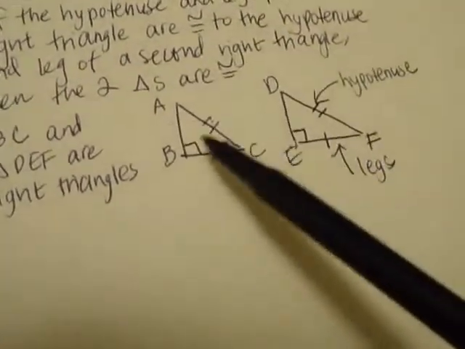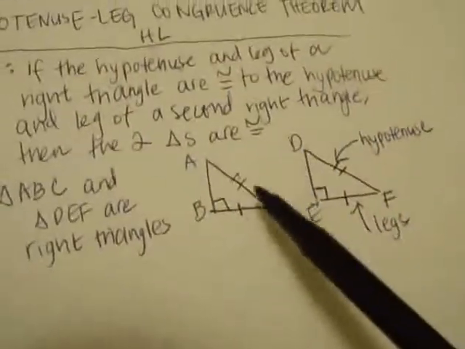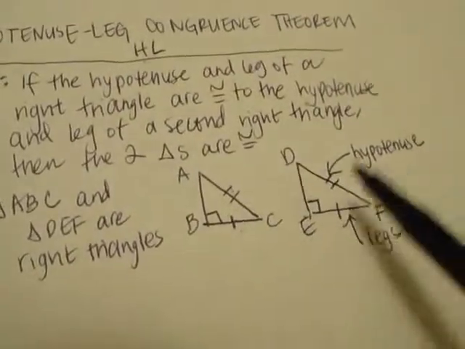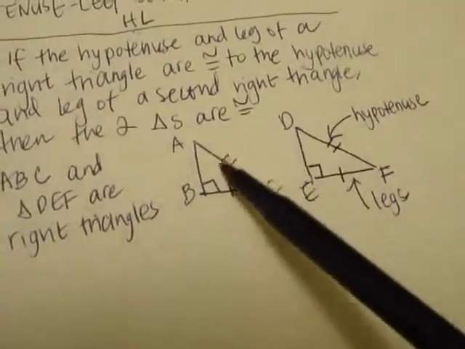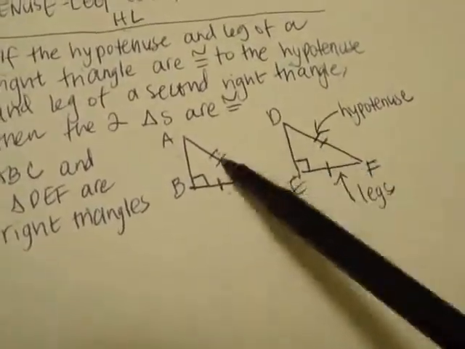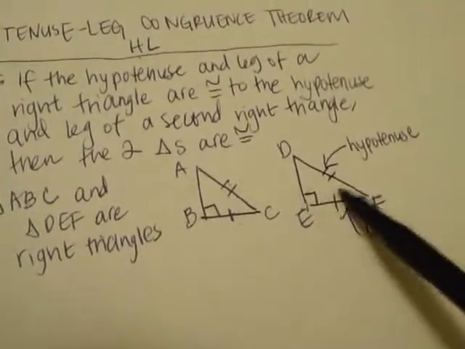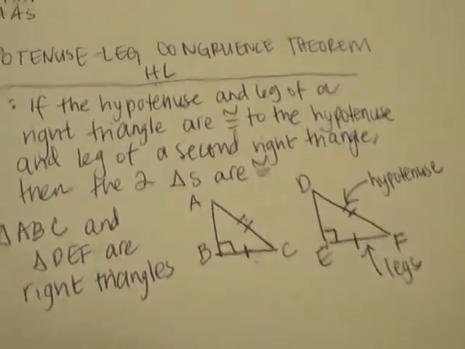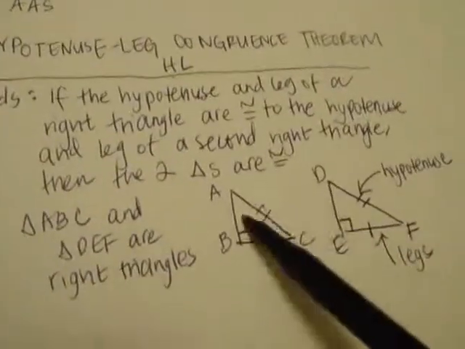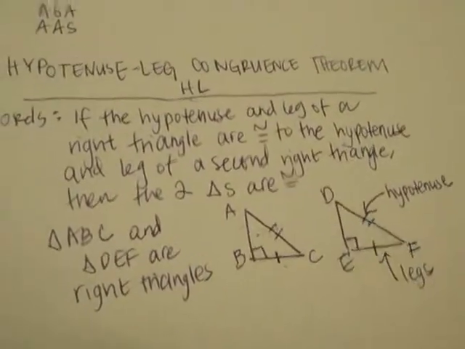So now we have enough information to use the hypotenuse leg congruence theorem to prove that these two triangles are congruent to each other. As you can see, we have a hypotenuse. The hypotenuses are congruent to each other. The two legs are congruent to each other, and the two triangles are right triangles. So by HL, we can prove that these two triangles are congruent.